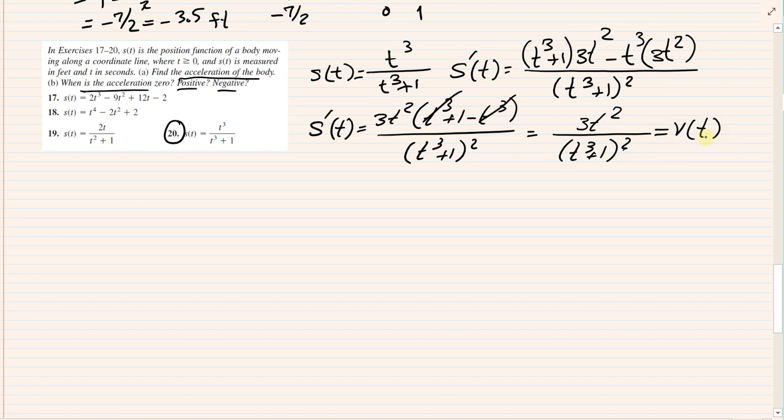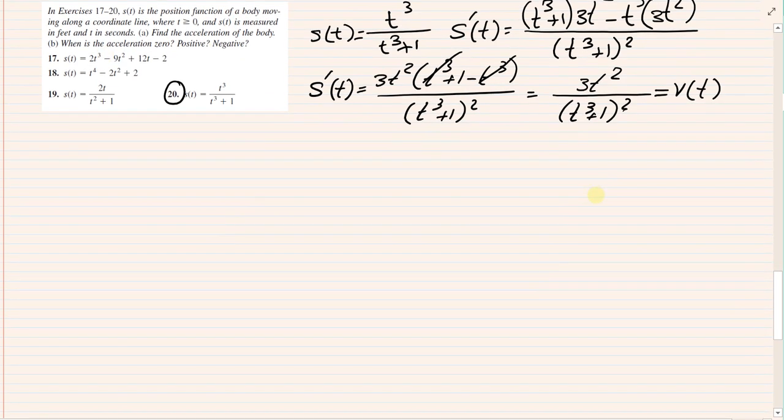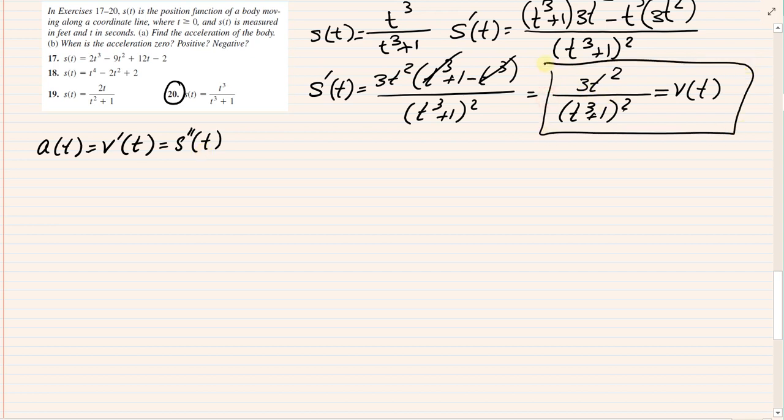Now, the question is asking for the acceleration, right? To find acceleration we take the second derivative of the position function. So a(t) is the first derivative of the velocity and the second derivative of the position function. That means I have to take the derivative of the velocity function, the one we just found. At some point, I'm going to take the derivative of the denominator, because we're doing the quotient rule.